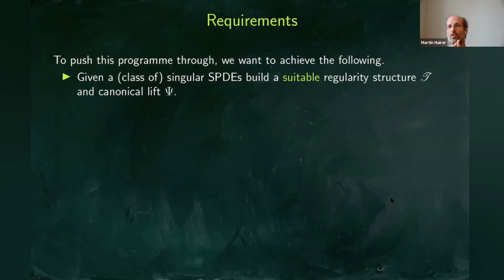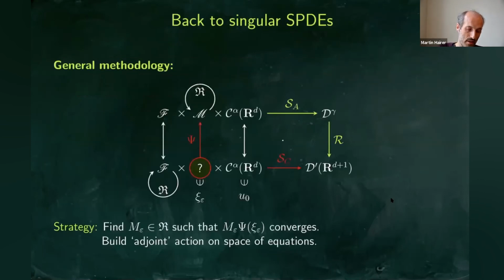First thing you need to do is build a regularity structure which is large enough so that you're able to formulate the SPDE as a fixed point problem in one of these D gamma spaces. And you want this canonical lift also, which turns a smooth realization of the noise into a model for your regularity structure.